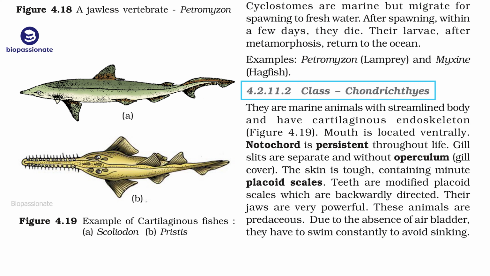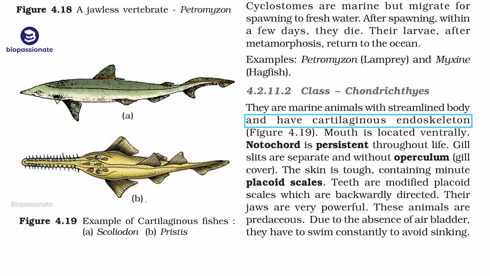4.2.11.2, class Chondrichthyes. They are marine animals with streamlined body and have cartilaginous endoskeleton. Figure 4.19. Mouth is located ventrally. Notochord is persistent throughout life. Gill slits are separate and without operculum (gill cover). The skin is tough, containing minute placoid scales. Teeth are modified placoid scales, which are backwardly directed. Their jaws are very powerful. These animals are predaceous. Due to the absence of air bladder, they have to swim constantly to avoid sinking.